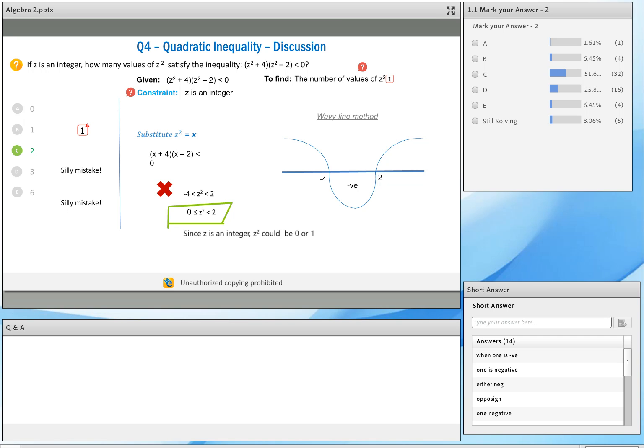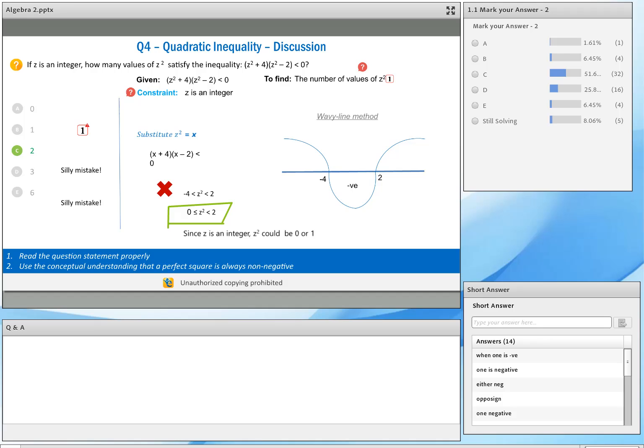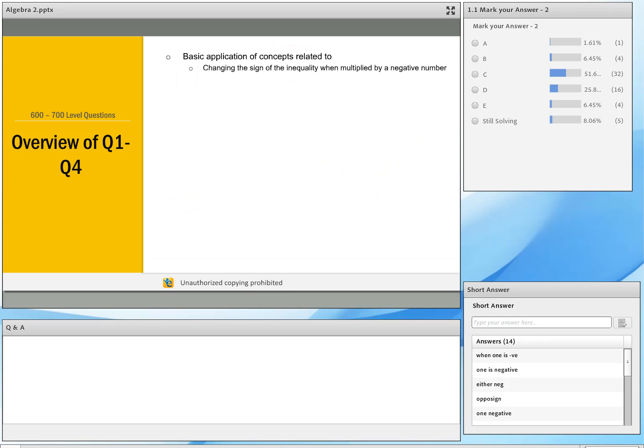Quite a few of you got it correct. I would say 52% of the class got this question correct. But again, if you missed out on the previous question, you would have gotten this question wrong as well, because you wouldn't have known how to approach this question. So it's very important to not only have conceptual understanding of how you solve inequalities, but also to have process skills developed so that you can simplify and apply the constraints properly. In these two questions, we notice the importance of applying the constraints properly.